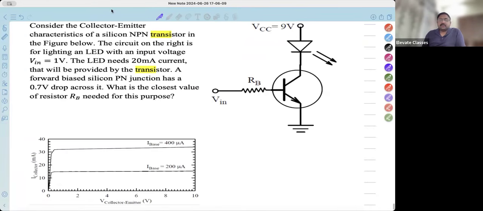All right. Now, one reason is that this was a PYQ that was left, so I am taking this question. But the second reason is that we have not solved such a question in the class. We did many transistor questions, but not such a question. Why? Because we did not mix an LED and a transistor.